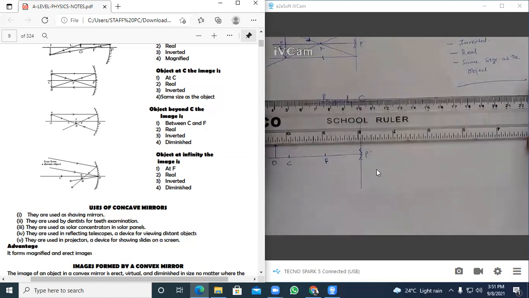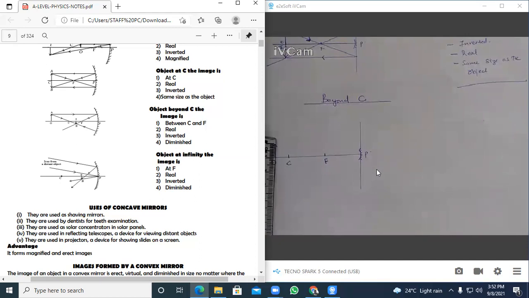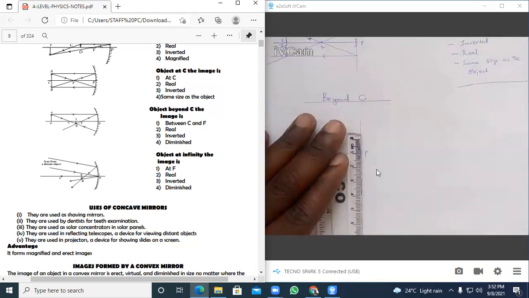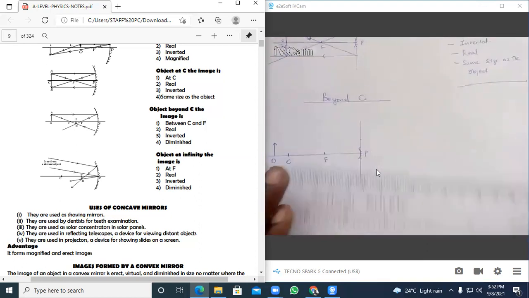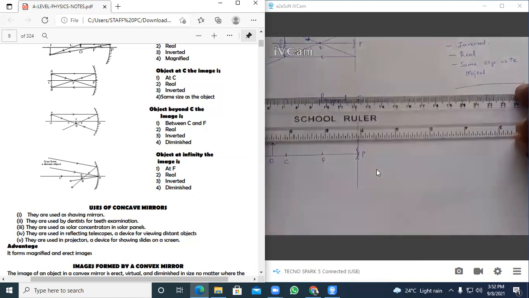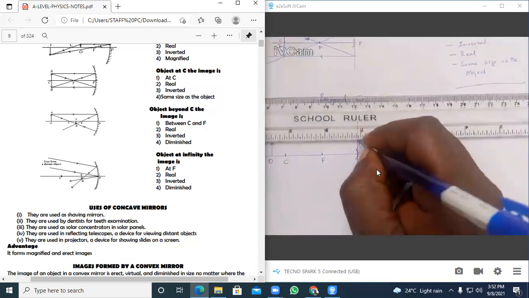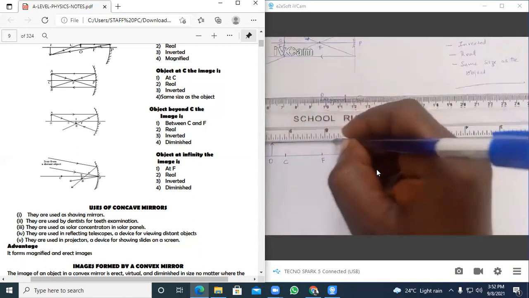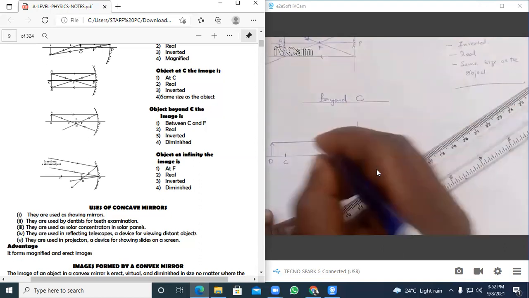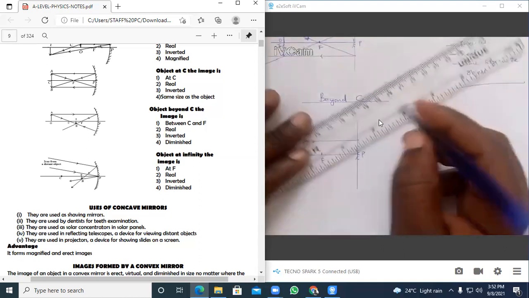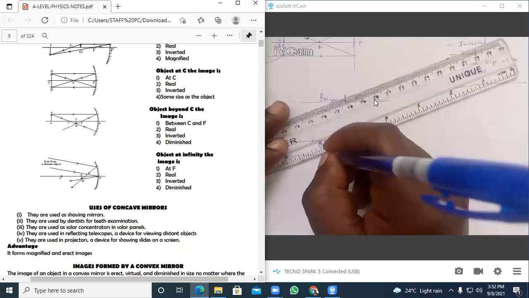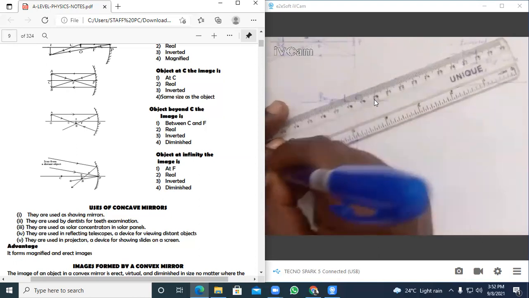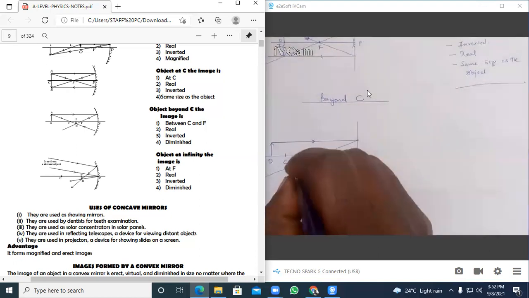Now first do the first ray. So if this one is 1 centimeter, even here should be 1 centimeter, somewhere here, such that I can draw. That's the first ray, and this ray passes through that point, like that.